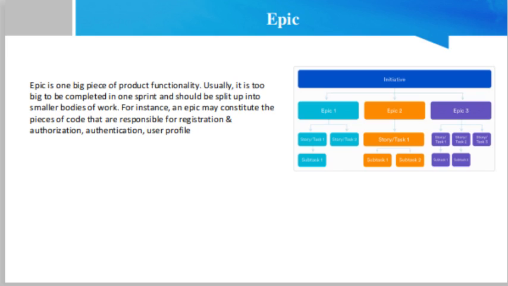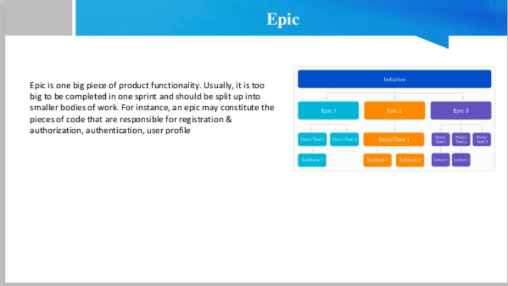Epics and user stories are mostly used by development teams that follow the agile approach to software development. For simplicity's sake, we will focus only on Scrum rules and terminology, since it's the most widespread project management methodology under the agile umbrella.